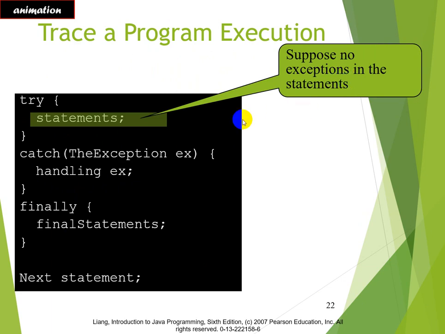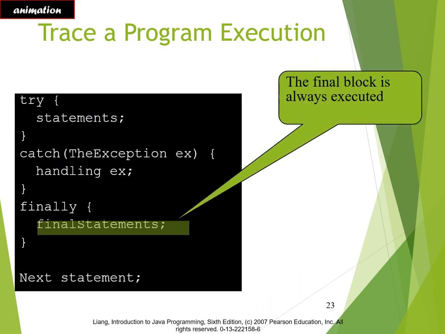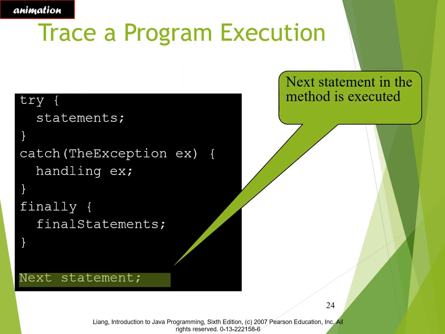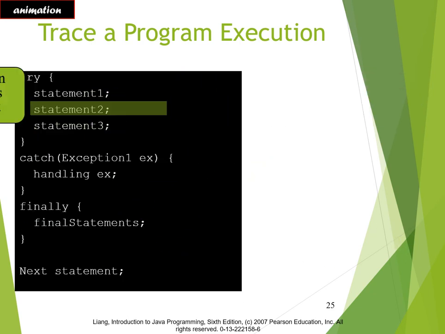Suppose there is an exception in the statement. For example, you have put some statements in the try block, and those statements may generate an exception. So what will happen if an exception is thrown? If there is no exception, then the finally block will be executed. Because no exception is thrown, the catch block is not executed, then it will directly come to the finally block. Then the next statement is executed.